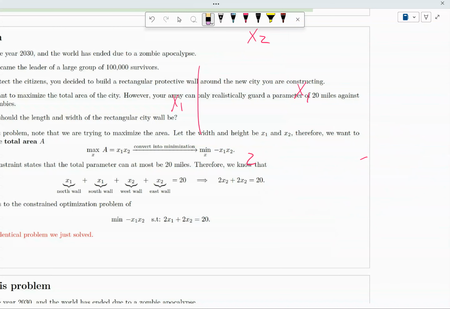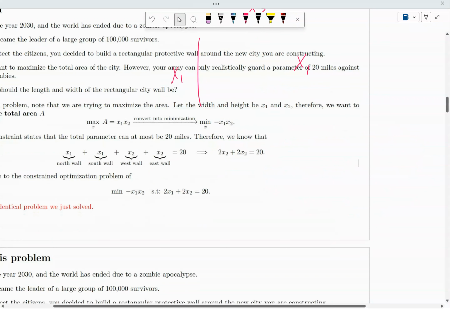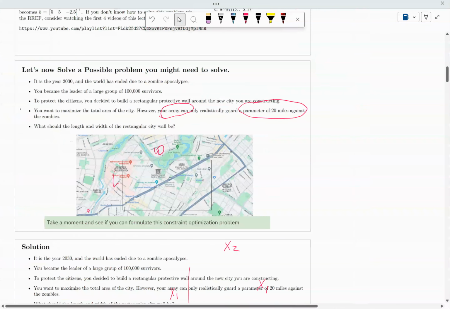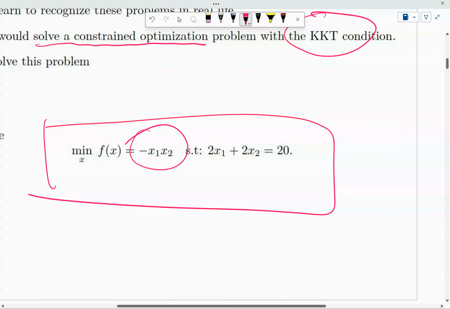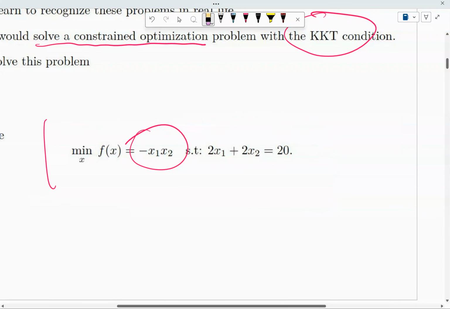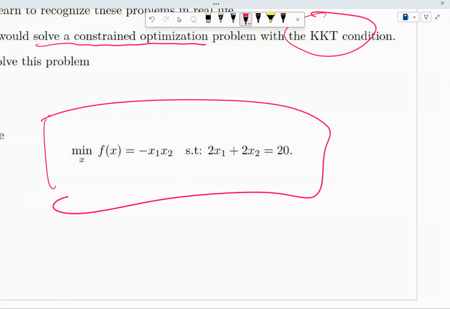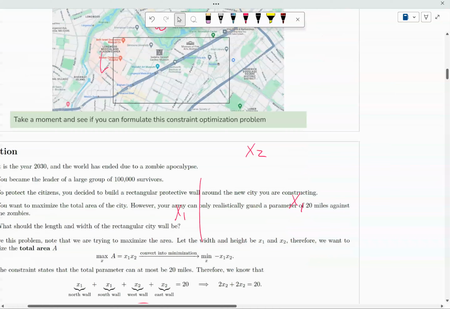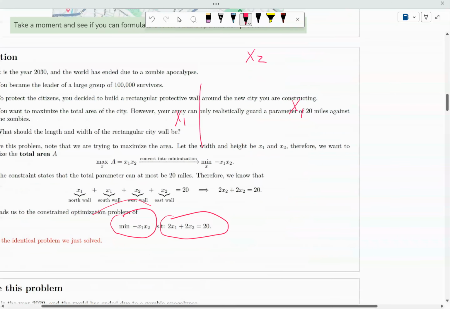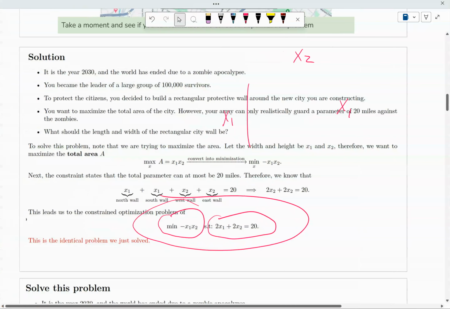Do you remember the problem we just solved? We're trying to minimize x1 x2 subject to 2x1 + 2x2 = 20. That's literally the problem we solved in the beginning: minimize the negative area subject to the perimeter being 20. Exact same problem. So we just did it. We now see the constrained optimization problem in action.